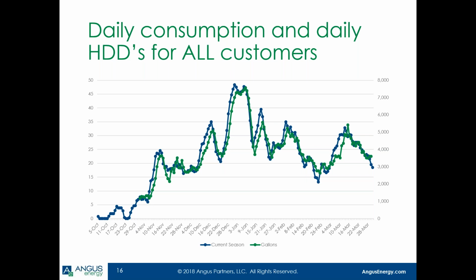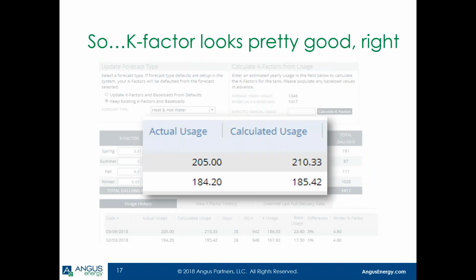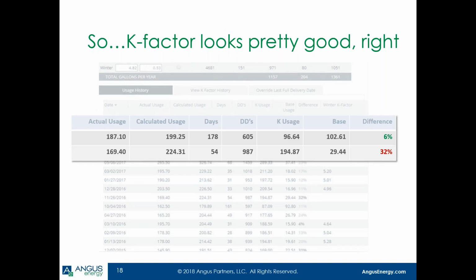So this is a good argument to say, well, then maybe they do compare well, and why isn't K factor as good as we think it is? Okay, right? You'll see actual usage 205, calculated usage 210, great. 184 and 185, great. Okay, so this looks pretty good. What's the issue? So the problem is, though, that those were just two examples. We do see more often than not that maybe somebody whose actual usage was 187 and the calculated usage was 199, that's all very nice. But what about the 169 that was 224, that was 32% off? I think the second example is more of what we see often.